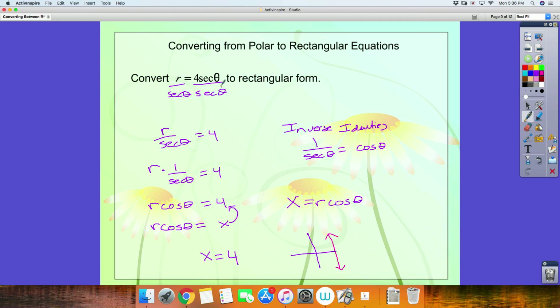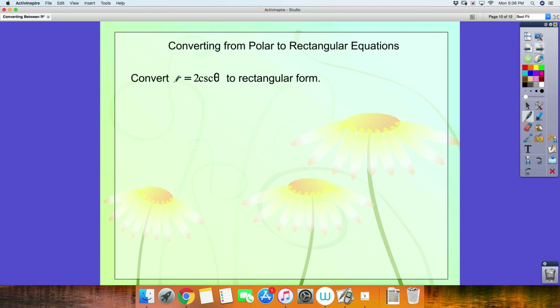So don't worry if you end up getting a super small answer. That's okay. Some of these are going to give us small answers, while others are going to give us huge answers. So let's look at another one like this. Now I have r equals 2 cosecant theta. Our goal is to manipulate it again to get to some sort of identity that we can replace.